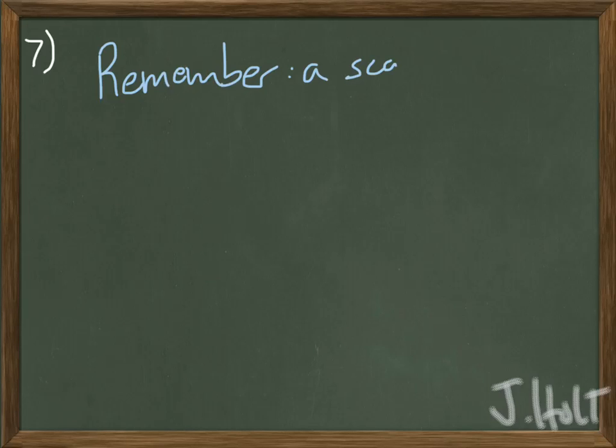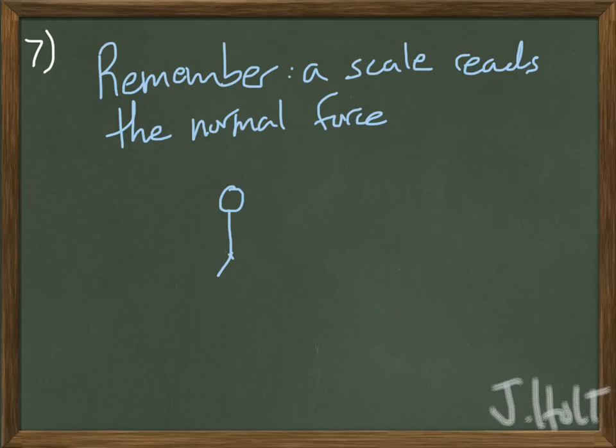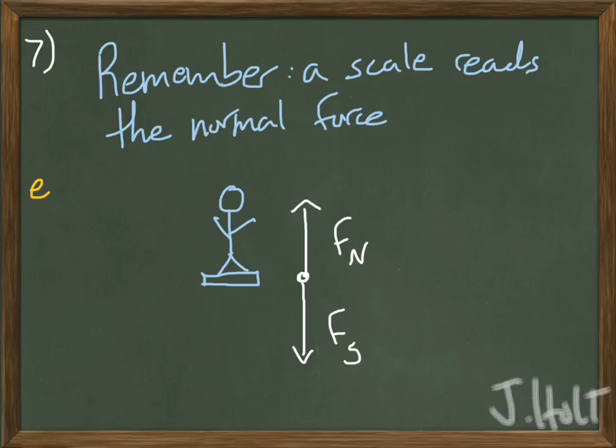Number 7 is a great problem, and you've got to remember what a scale is. A scale is just a thing that reads you the normal force. So when you're standing on a scale, the force of gravity is pulling you down, and the normal force is pulling you back up. If there was no normal force, then you would fall through the earth and you would end up in China. Force of gravity pulls you down, normal force pulls you up. So all a scale does is it tells you how much it's pushing you up. And so it's essentially telling you what the normal force is, which is equal to the force of gravity because you're not moving.